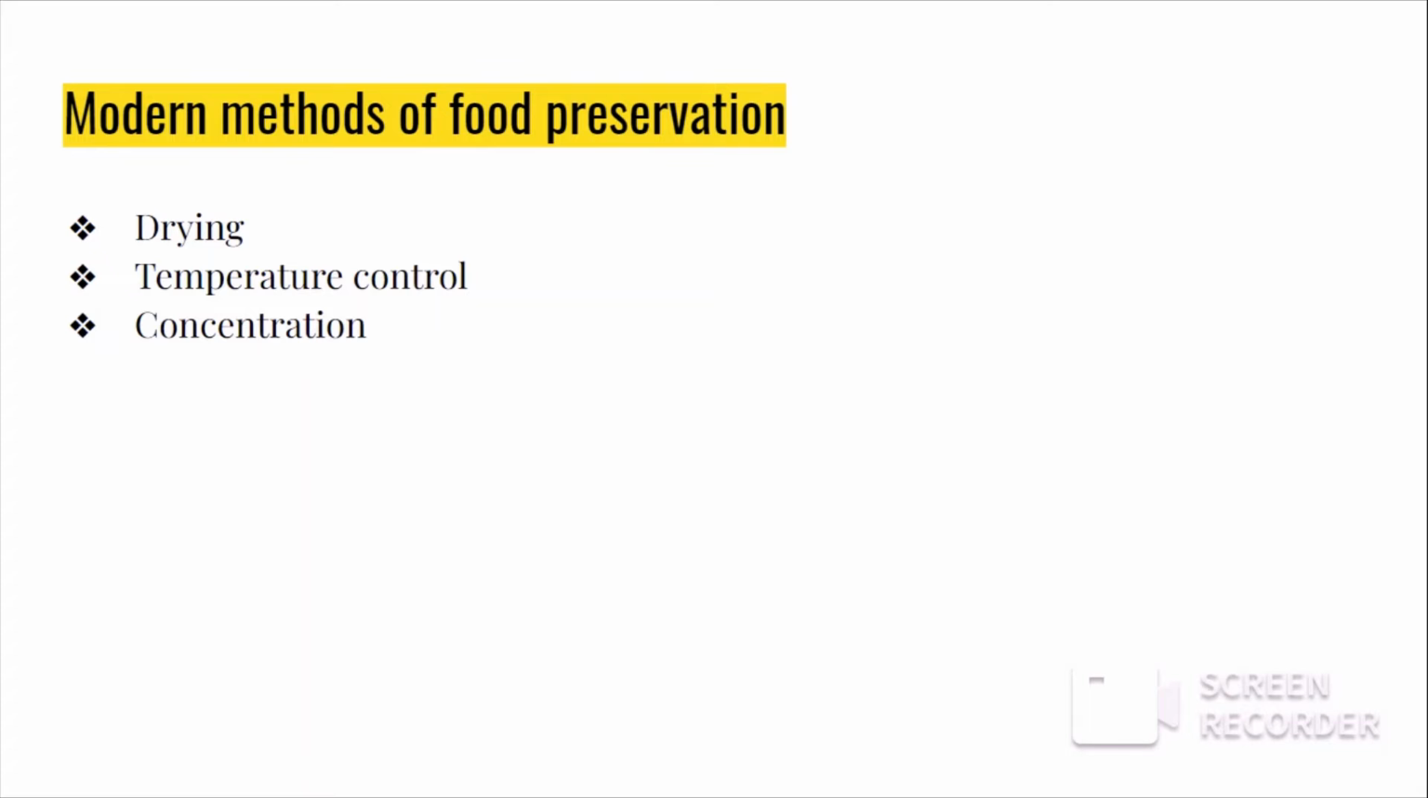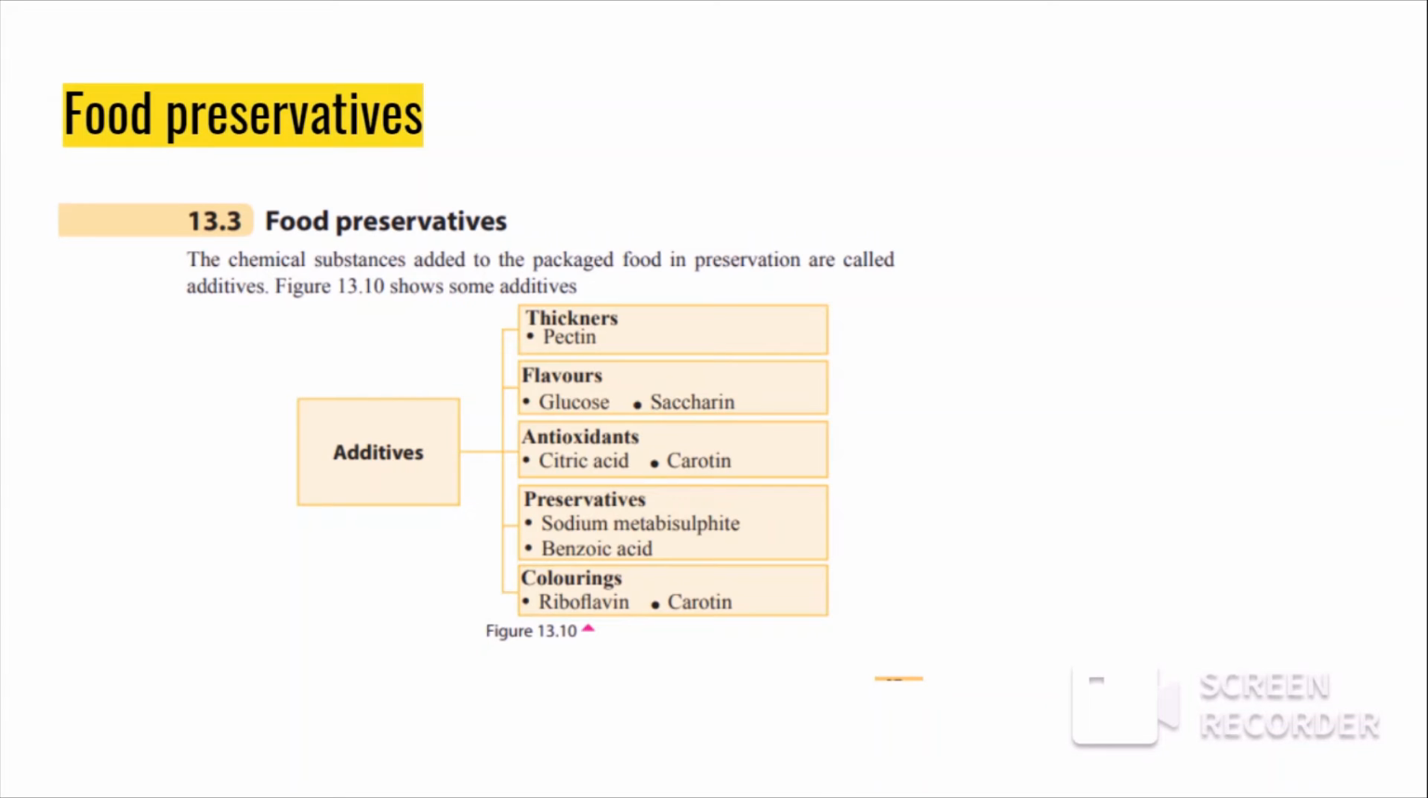Modern methods of food preservation are known as drying, temperature control, and concentration. I hope that you all know those words. Food preservatives are like the additives, thickness, the flavors, the antioxidants. Tell me in the comments if I spelled it right or wrong. Preservatives and colorings. So you all can see we have carotene and we have riboflavin.